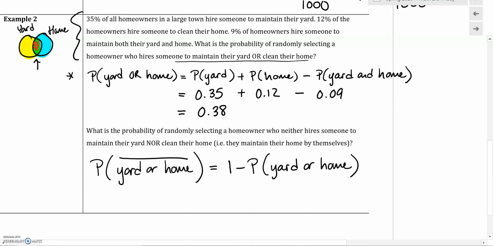Right, we saw that complement rule a few pages back. The reason I want to use the complement rule here is because we already calculated that number. If you do that, that's 0.62. So 62% of folks do not hire someone to clean their home nor their yard, not or.